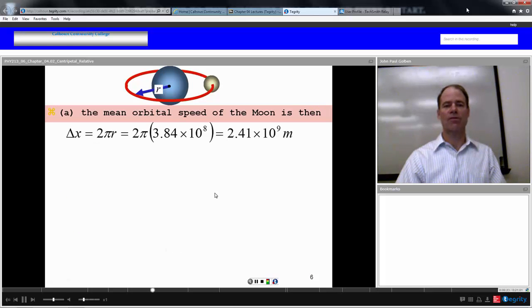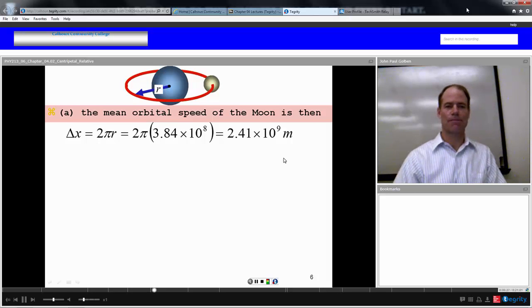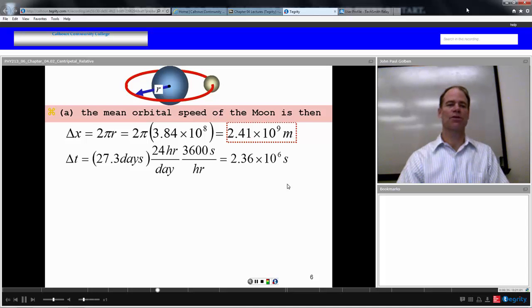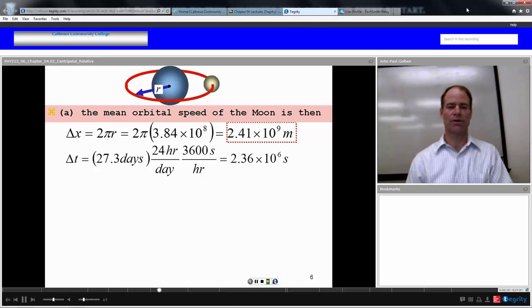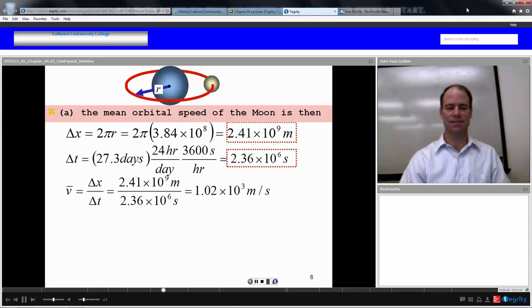So our average orbital speed, our mean orbital speed, will be that total distance, 2 pi times the radius of this orbit, which is 2.41 times 10 to the 9 meters. And we're going to do it in 27.3 days in the sidereal period. So that's going to be 24 hours per day, 3,600 seconds per hour. So that's going to give us a total time of 2.36 times 10 to the 6 seconds.